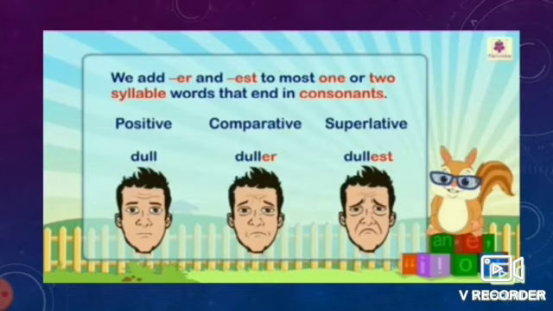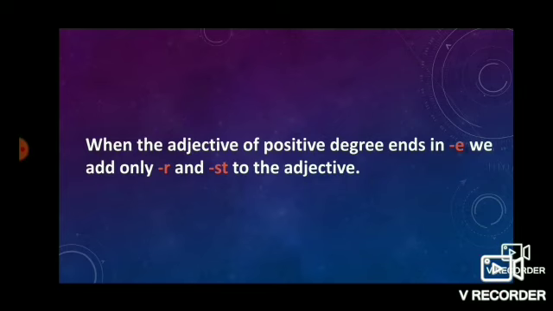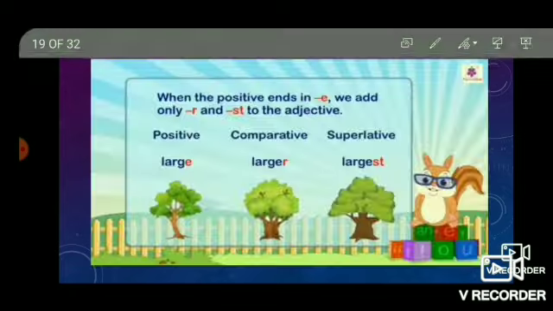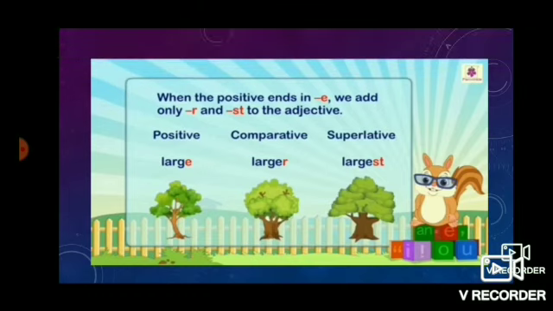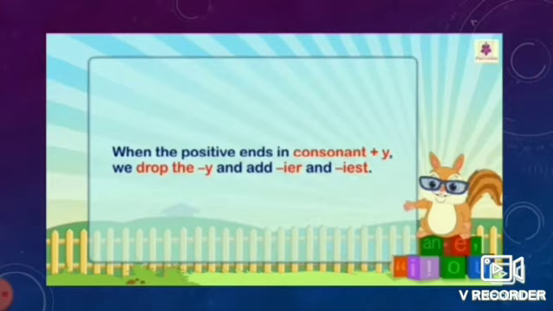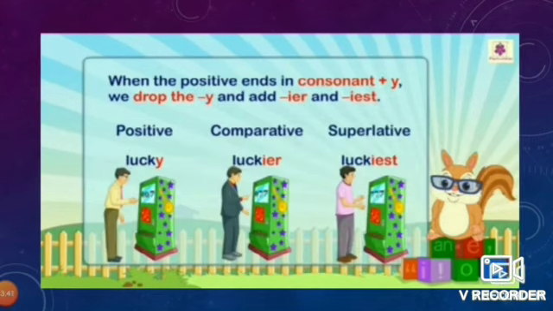For example, dull, duller, dullest. When the adjective of positive degree ends in E, we add only R and ST to the adjective. Let's see the example. Large, larger, largest. IER and IEST. For example, lucky, luckier, luckiest.